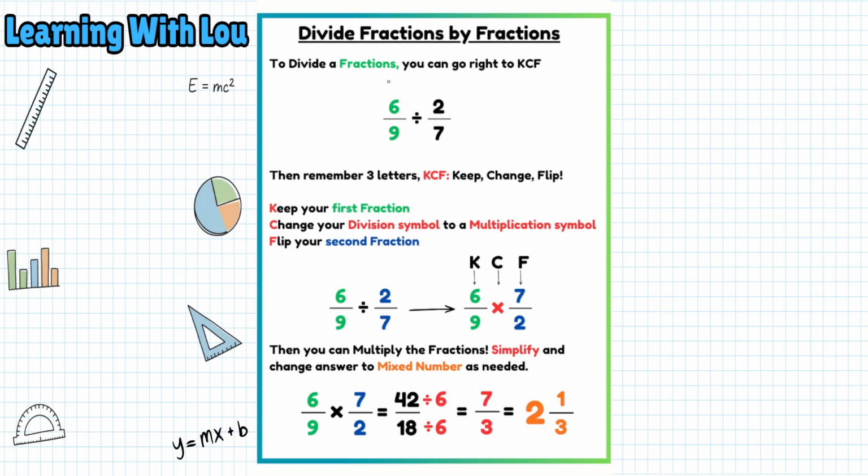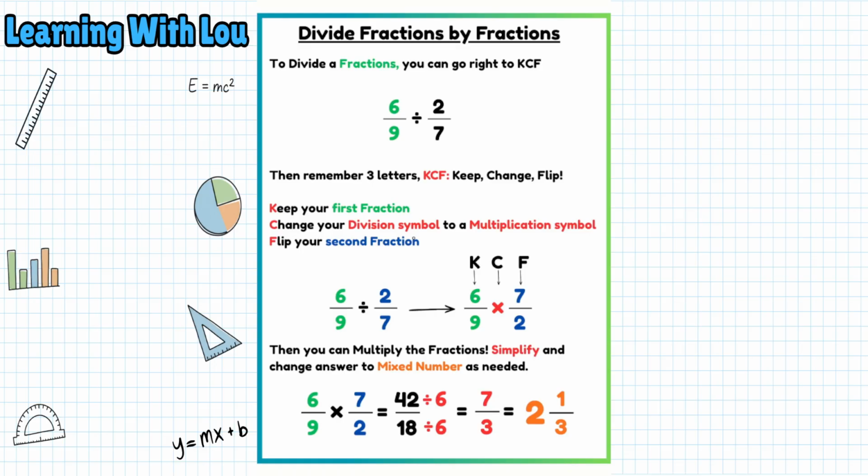We have 6/9 divided by 2/7. If you can remember KCF, that tells you keep, change, flip. Three simple steps for dividing fractions. So the K stands for keep. You want to keep your first fraction. Our 6/9, that's our first fraction. We're actually just going to leave that alone. We're not going to do anything to it, which brings us to the C, which is change.